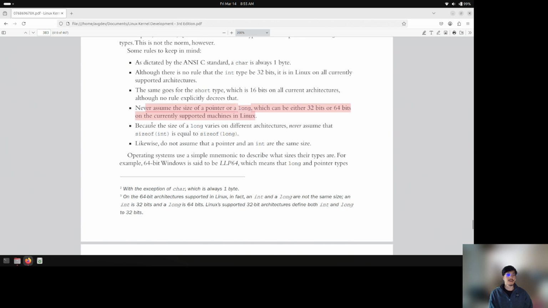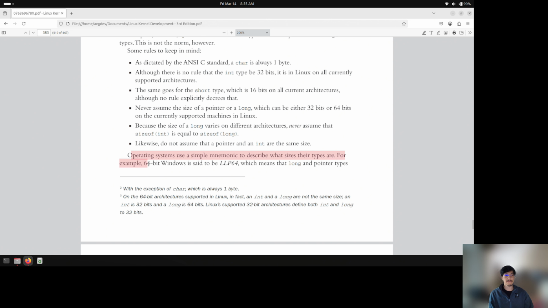machines in Linux. Because the size of a long varies on different architectures, never assume that the size of int is equal to the size of long, so calculate it explicitly. Likewise, do not assume that a pointer and an int are the same size. Okay?